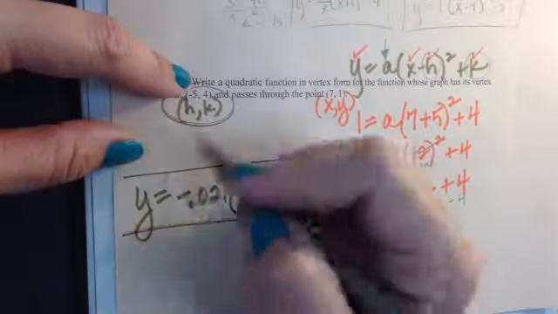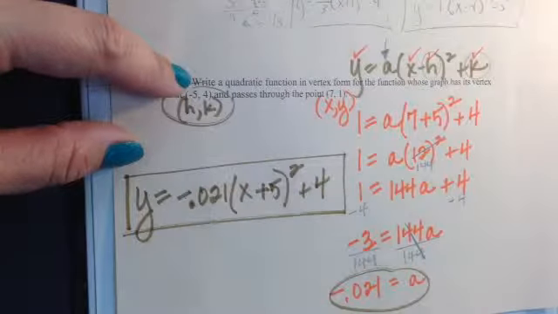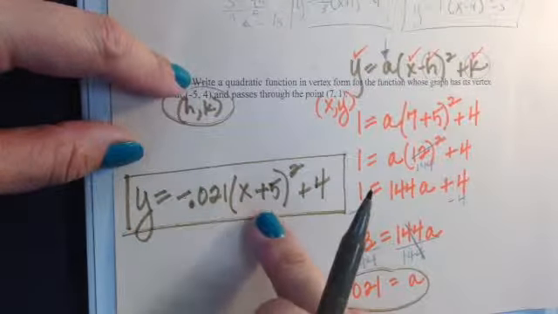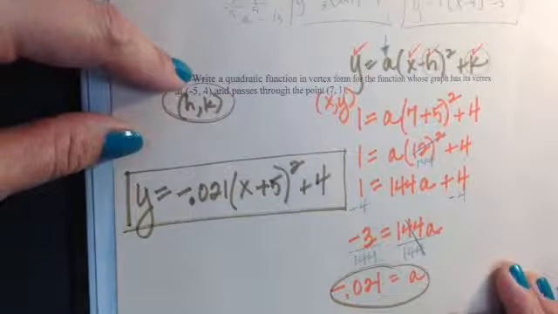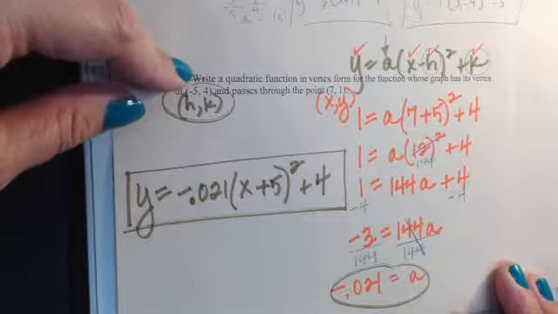Y equals negative 0.021 times the quantity x plus 5 squared plus 4. There's another example for you of how to write an equation for a parabola or quadratic function in vertex form.